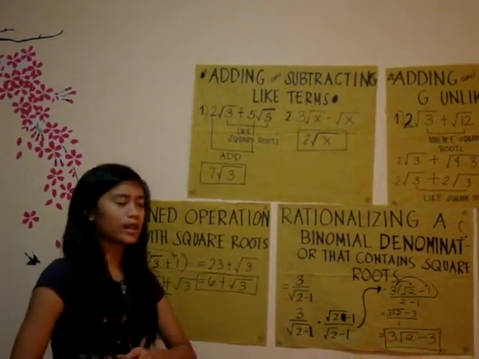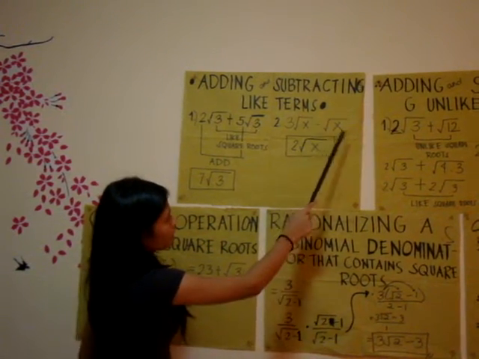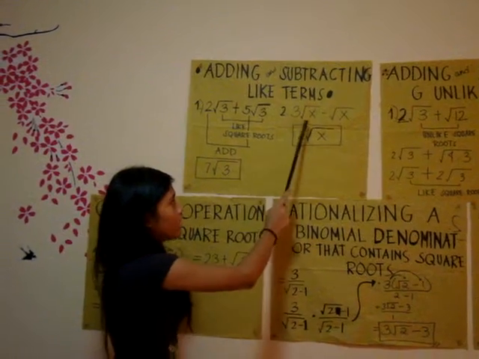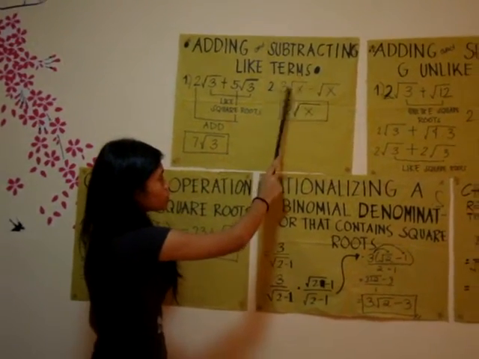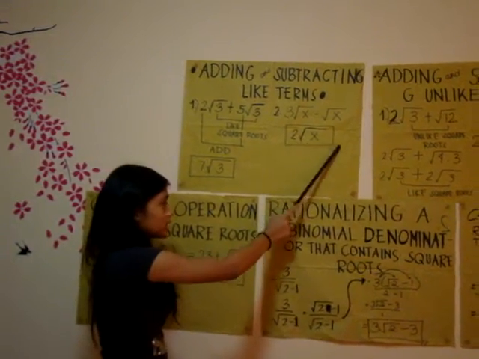Now in subtracting like terms, the given is 3 square root of x minus square root of x. Now copy again square root of x as what we did in number 1, and then this is understood as 1. So 3 minus 1 equals 2. So 2 square root of x is the answer.